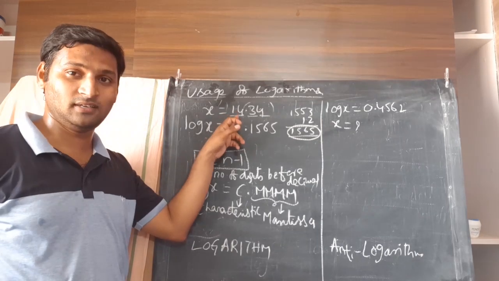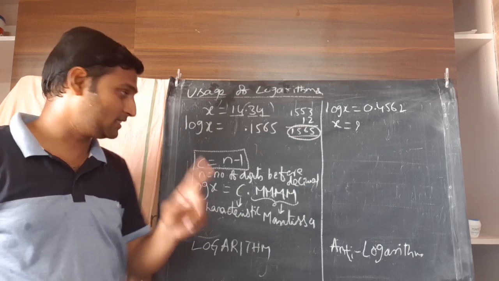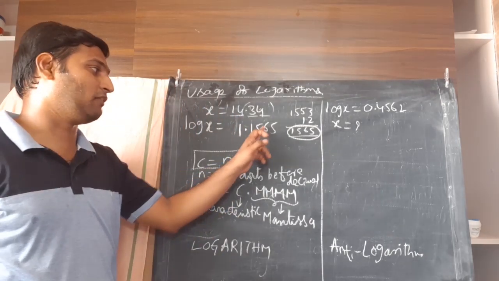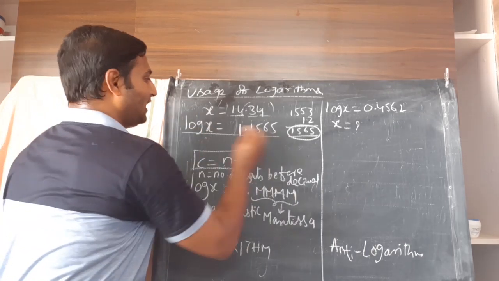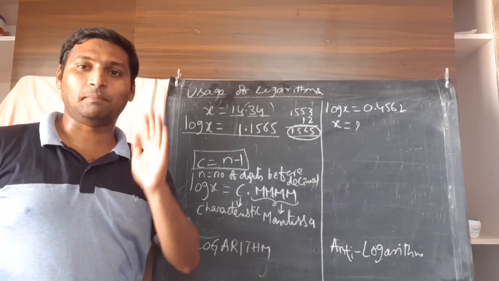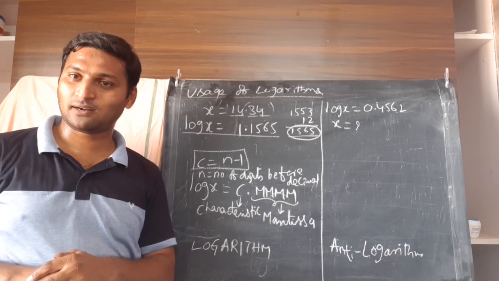Now come here. How many digits are there before the decimal? 2 digits. 2 minus 1 will be 1. That's why 1.1565. So if x is 14.34, log x will be 1.1565. Am I clear so far?